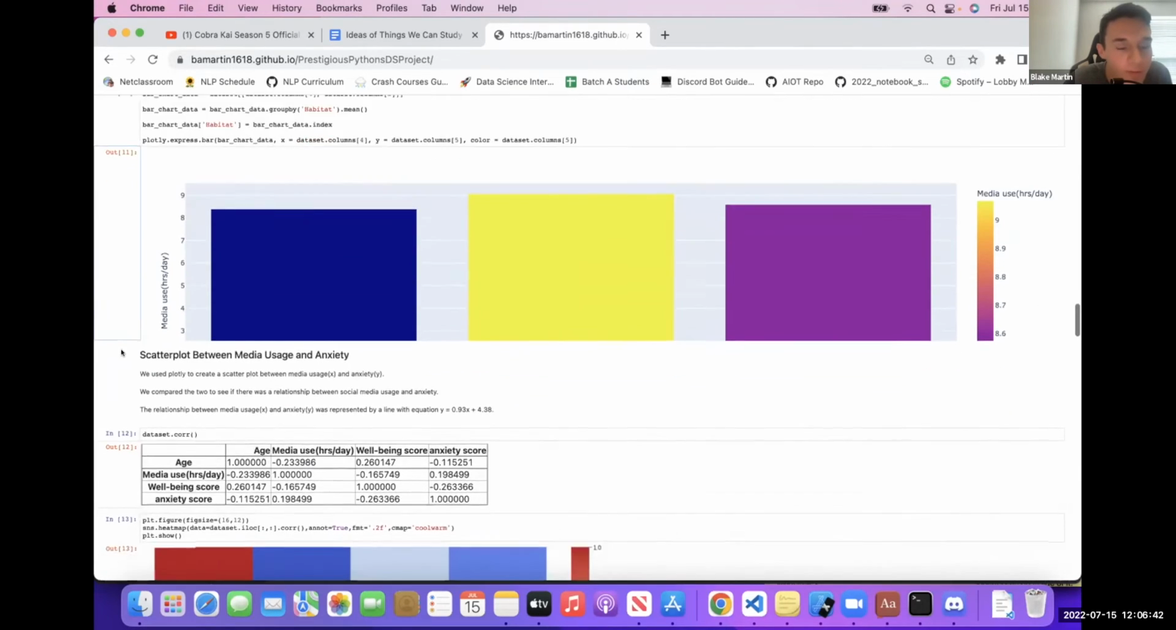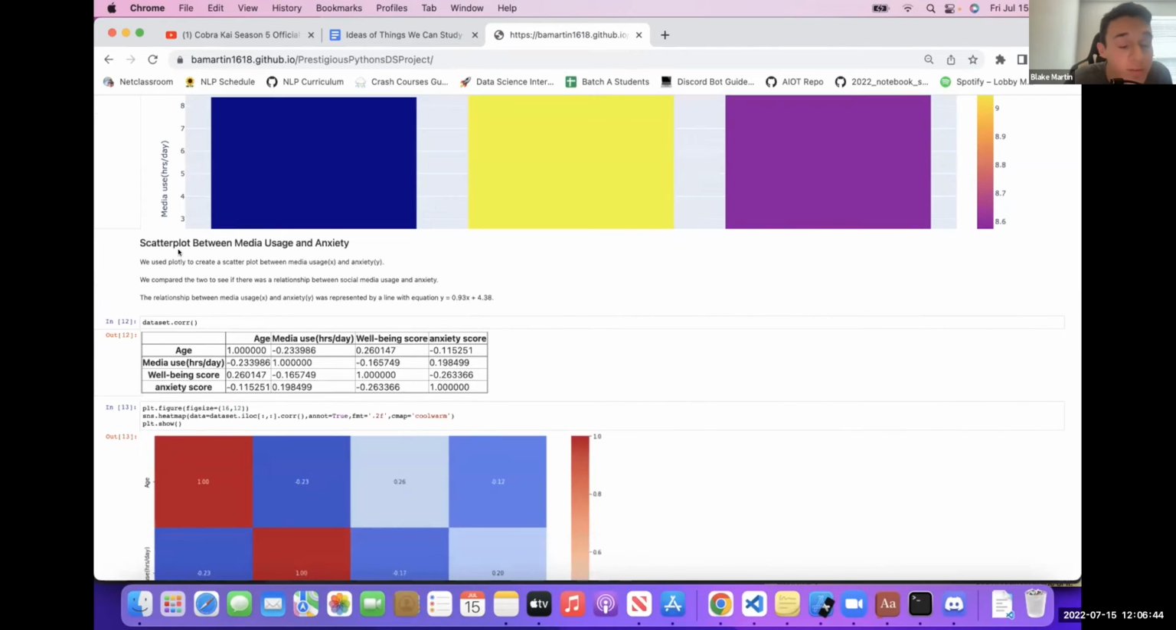Now we're going to hand it off to another one of our members, Dakota, who's going to talk about the scatter plot that he helped generate.